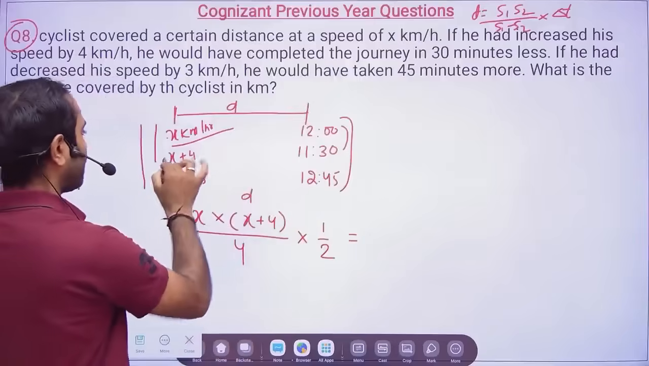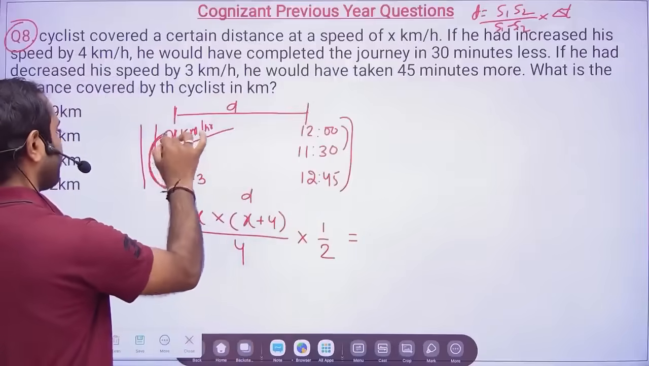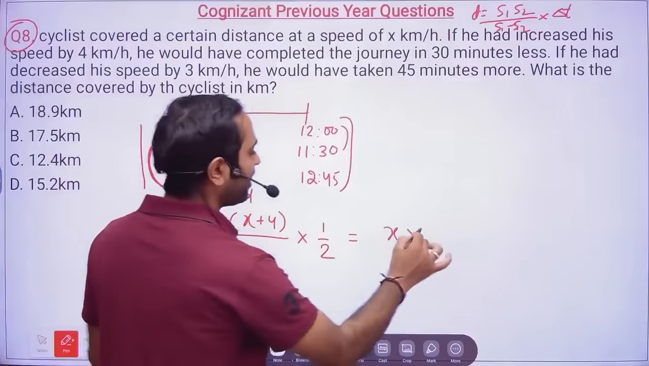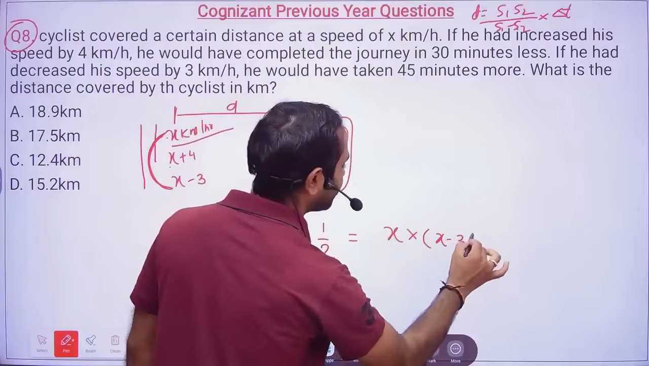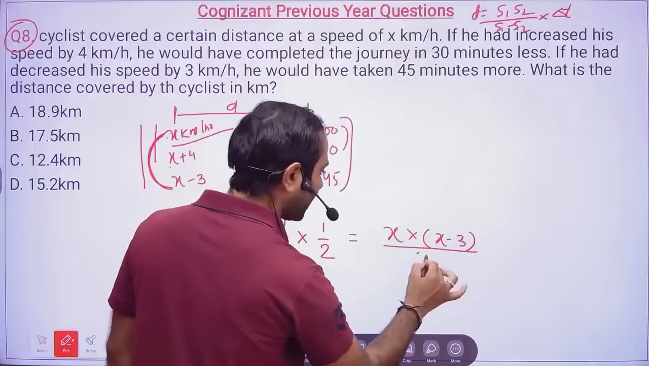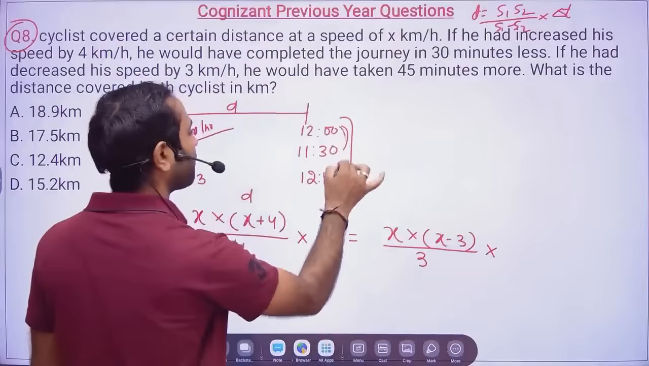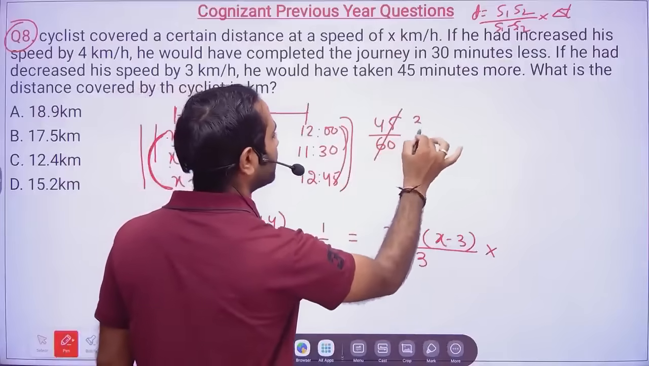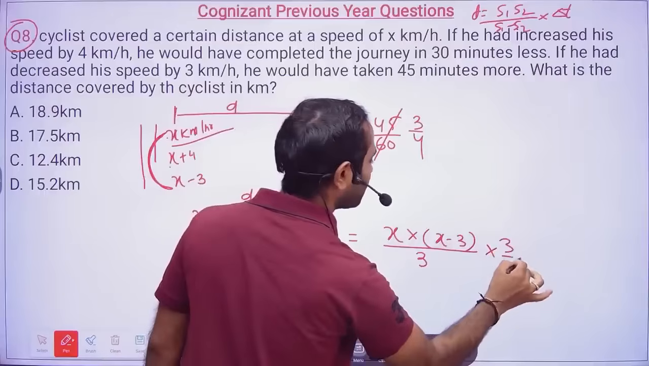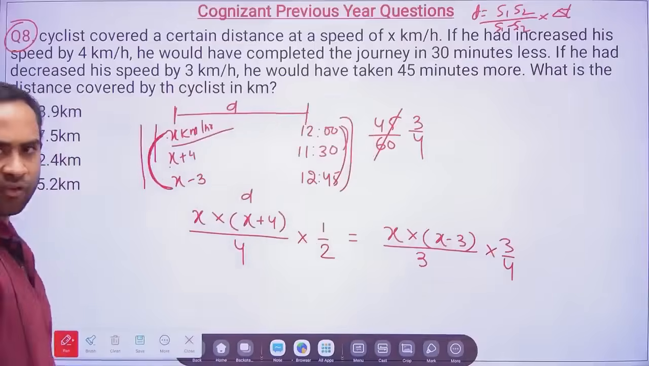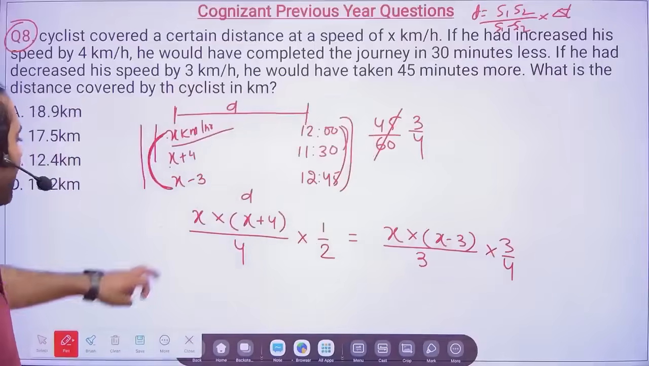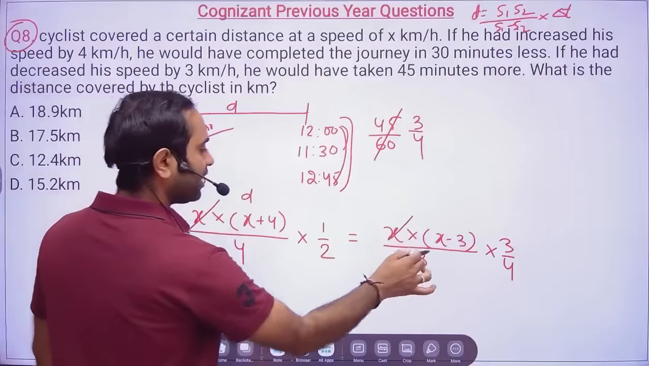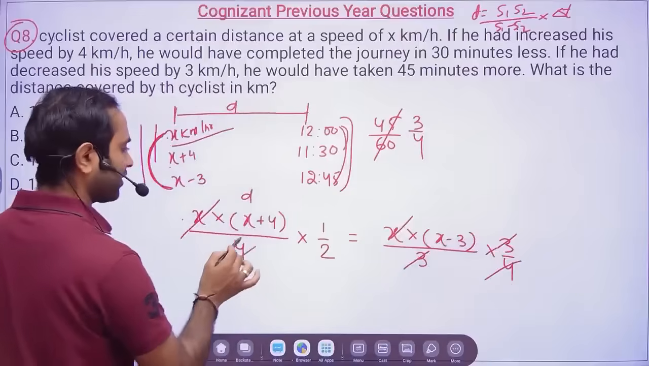Now we are going to equate these two. This is the normal speed. If his speed is reduced by 3 km per hour, the difference is 3. The time is 45 minutes, and 45 minutes means 45 by 60, which is 3 by 4 hours. We are converting into hours. That's all. If you solve, you will get the value of x. x is the speed. x and x cancel. 3 and 3 cancel. 4 and 4 cancel.